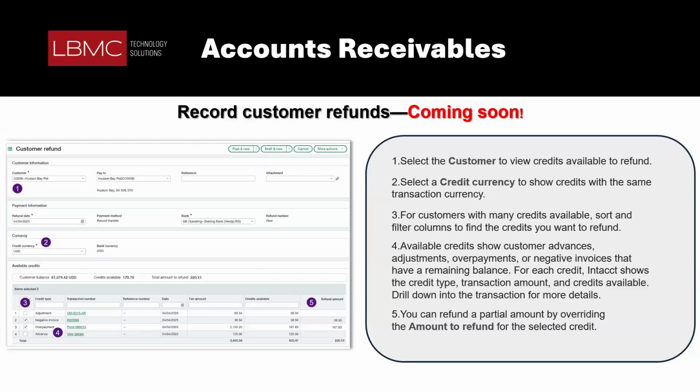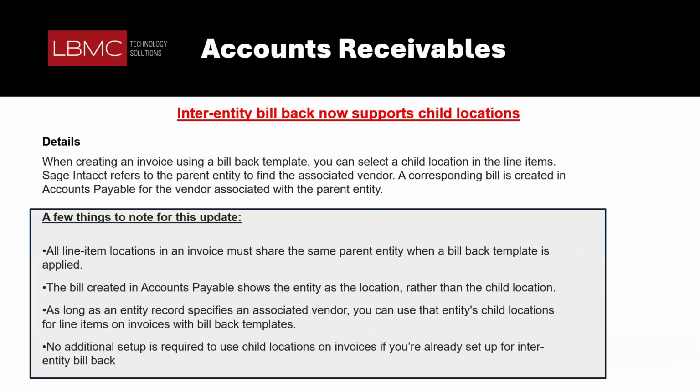Also within the updates within your AR module, we have the entity billback now supports your child location. So when you're creating an invoice using your billback template, you can now select child location in the line items. Sage Intacct will now refer to that parent entity to find the associated vendor, and then the corresponding bill will be created within Sage Intacct for that vendor associated with that parent entity.